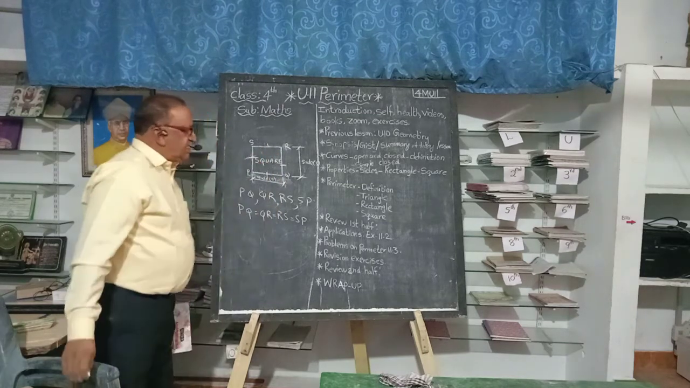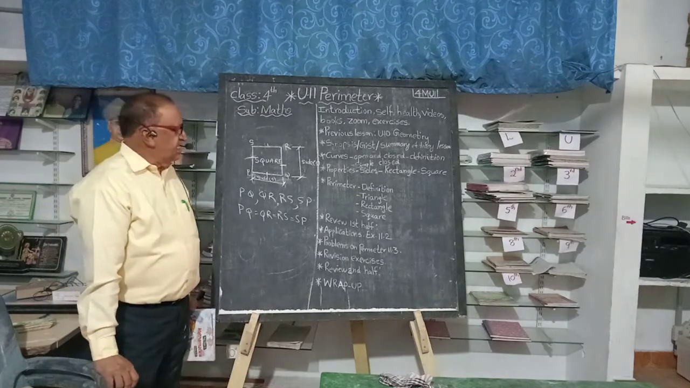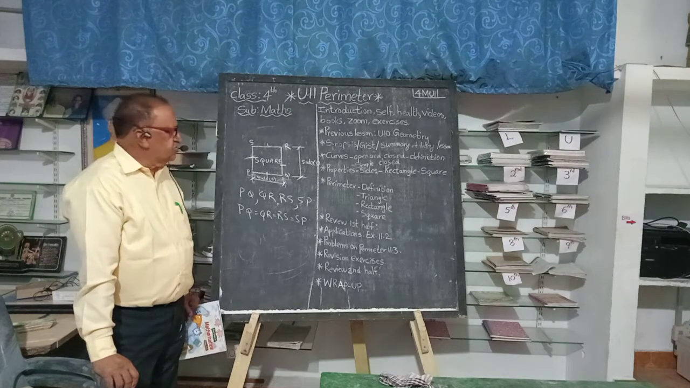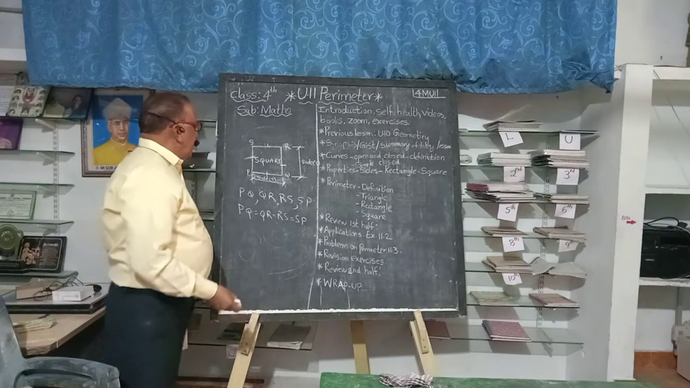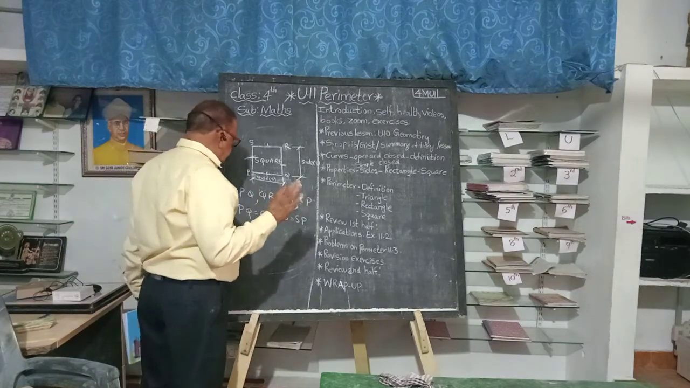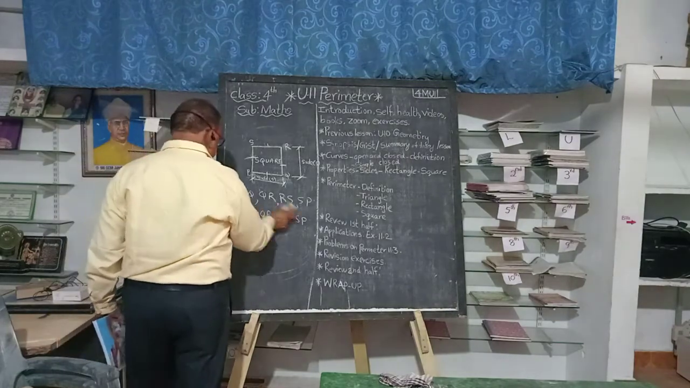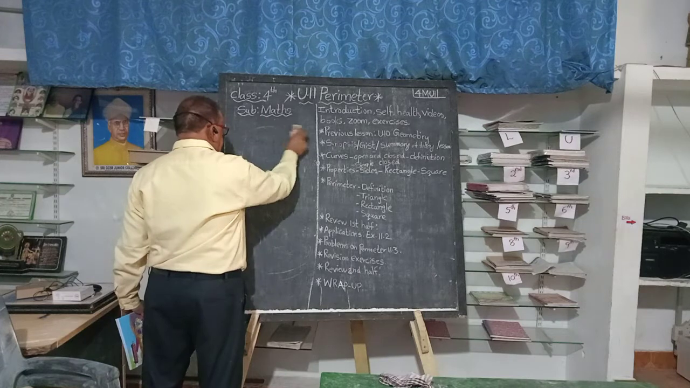So what is the difference between a rectangle and a square? In a rectangle, opposite sides are equal, whereas in the case of a square, all sides are equal. So a square is also a rectangle, but a rectangle cannot be a square. A rectangle is different from a square. So this is what we learned. Already we learned about what a square is and what a rectangle is.